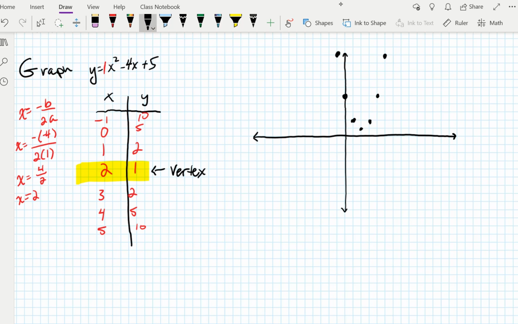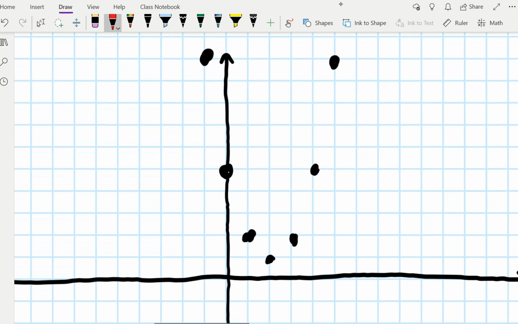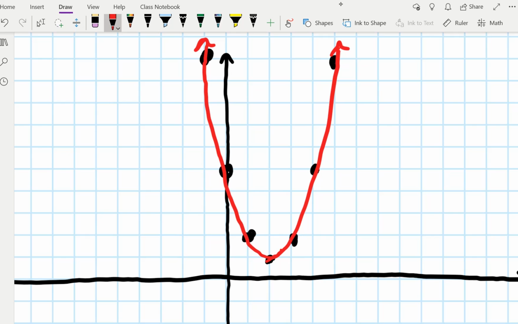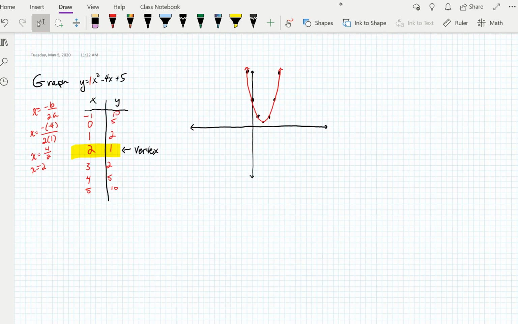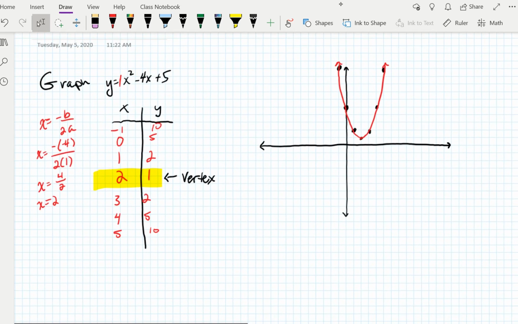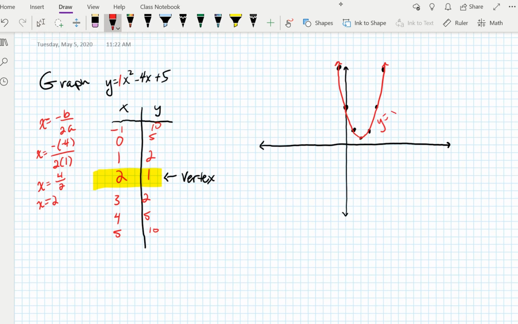So now the last thing that we have to do is connect this with a smooth curve. I'm going to do my best on this. This is kind of tough to do freehand. That didn't go through any of the points, so I'm going to zoom in here to do this. So that is roughly what your parabola should look like. You can extend through a little bit more and put the arrows on the end. And then last but not least, we want to label our graph as y equals x squared minus 4x plus 5.